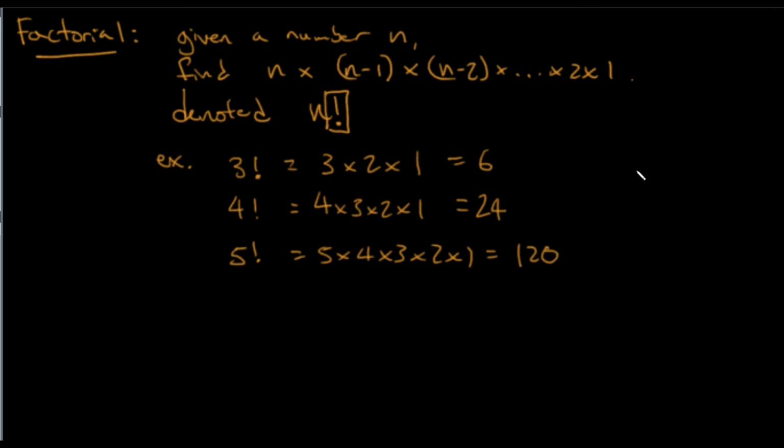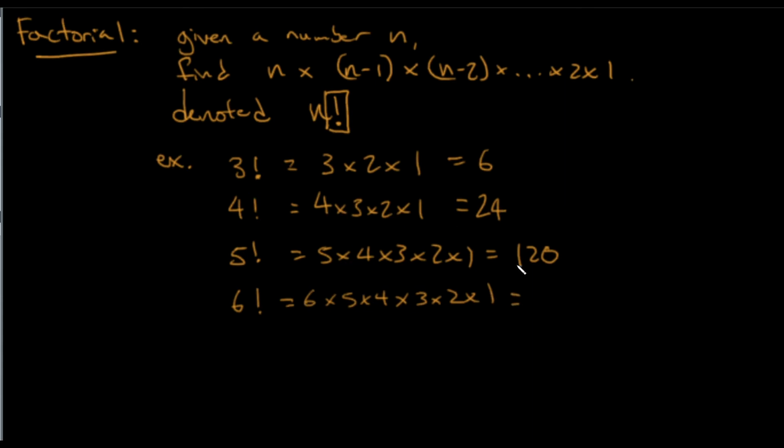I think some of you might be noticing what's going on here. What if I said, all right, let's continue this pattern and calculate 6 factorial. All right, what is 6 factorial? And I would write out the definition again. 6 times 5 times 4 times 3 times 2 times 1. And I would go ahead and multiply these numbers together.